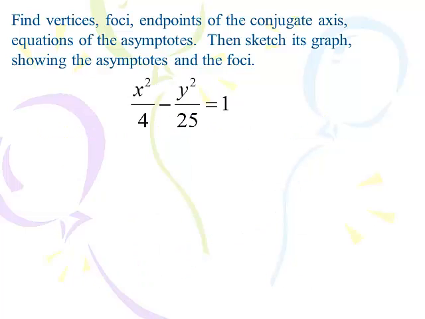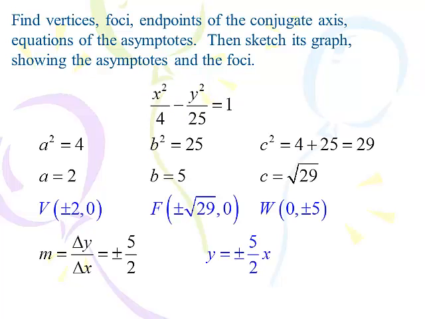So here we have x squared over 4 minus y squared over 25 equals 1. My a squared is 4, my b squared is 25 because the 4 is under the positive term. And so my vertices are, now again, the x came first, it's positive, so my vertices are going to be right to left from the center. So my vertices are plus or minus 2, 0, because a squared is 4, so a is 2. My b squared is 25, so b is 5. I'm going to go up and down 5 units to find the endpoints of my conjugate axis.